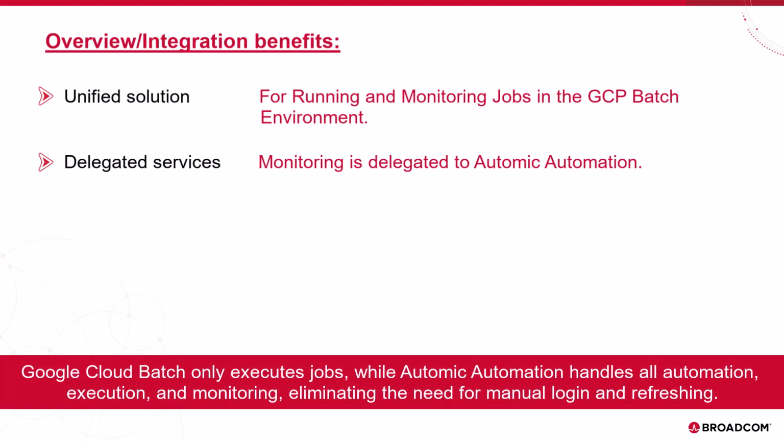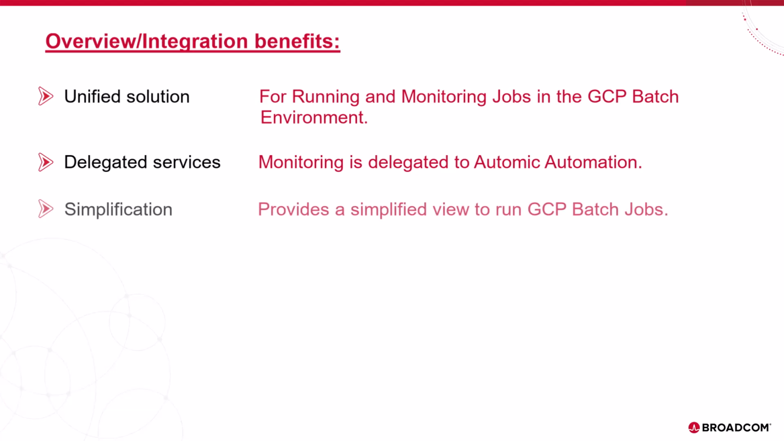All other functions, especially those about automation, are delegated to Automic Automation. This means that we don't have to log in to the Google Cloud Batch environment and keep on refreshing it by ourselves. Automic Automation manages all the execution and monitoring aspects. The Automic Automation integration provides a simplified view to run jobs in Google Cloud Batch.